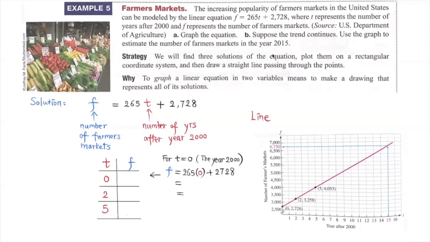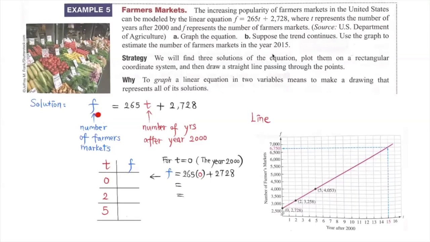Okay, the first thing to do. This is the equation over here. This is the number of years after the year 2000. This is the number of farmers markets right here. To graph this equation, first take a look: is this a linear equation? Yes, you see the exponents on the right are 1 and it's not in the denominator, and this could be written in the standard form of a linear equation. So yes, indeed, it is a linear equation, so the graph of it is going to be a straight line.